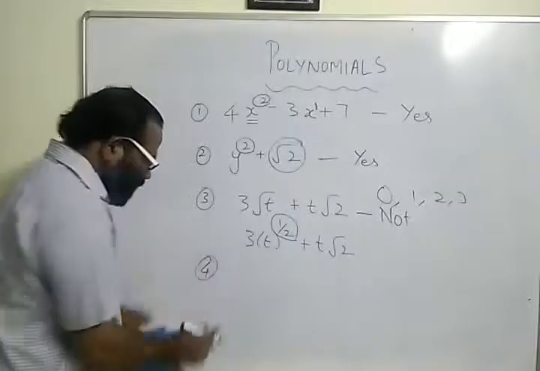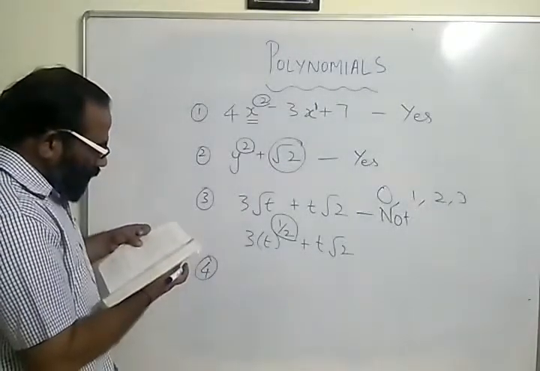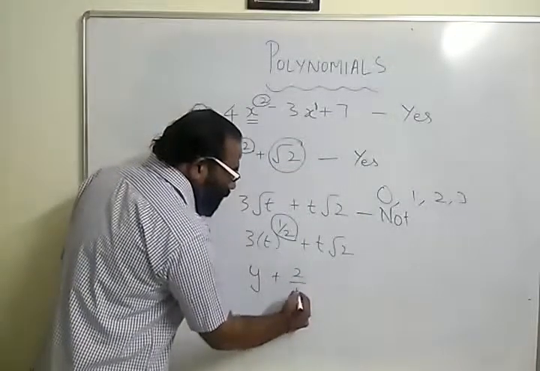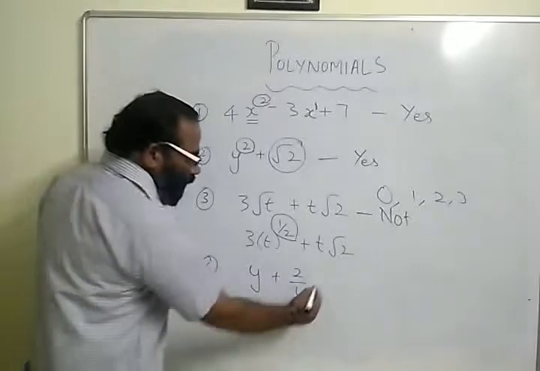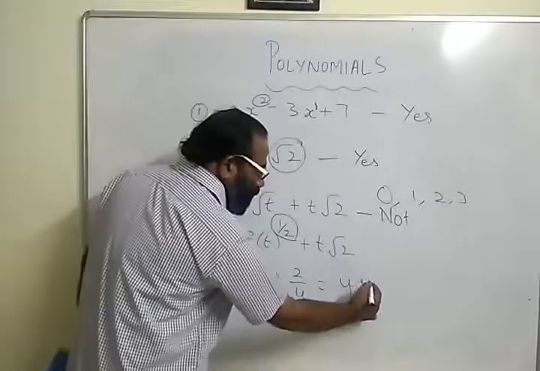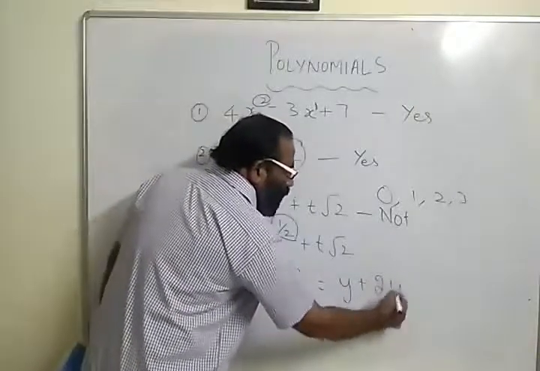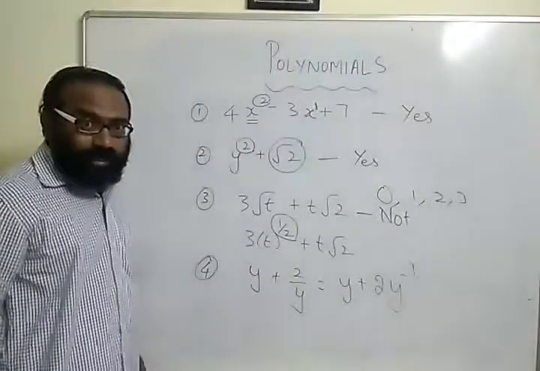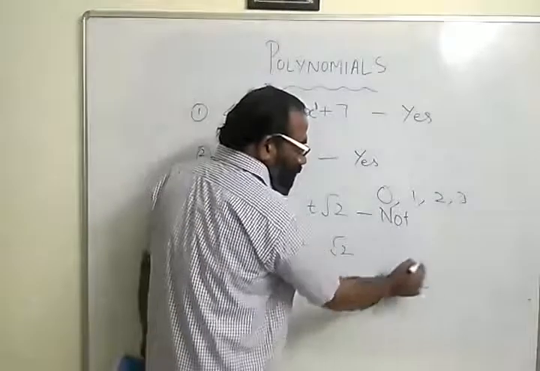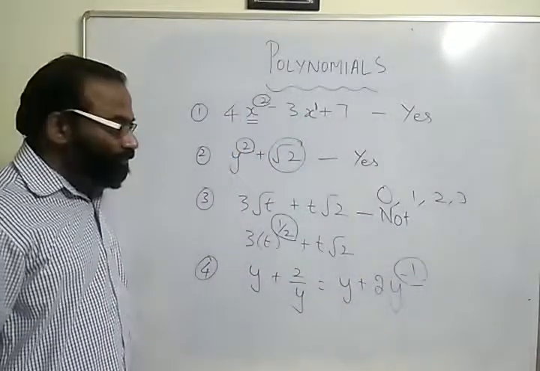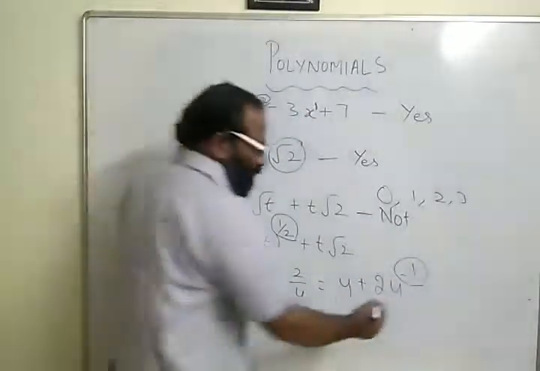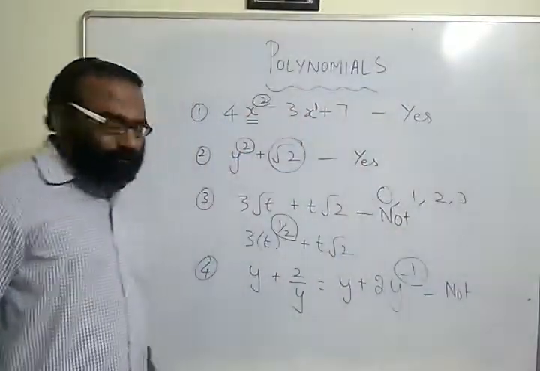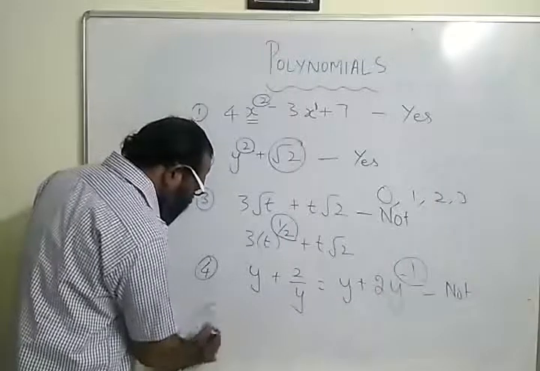And the next one, y plus 2 by y. How can I write it? I can write it as y plus 2y to the power minus 1. So if you see there, the power is a negative value over here. So this is also not a polynomial in one variable.